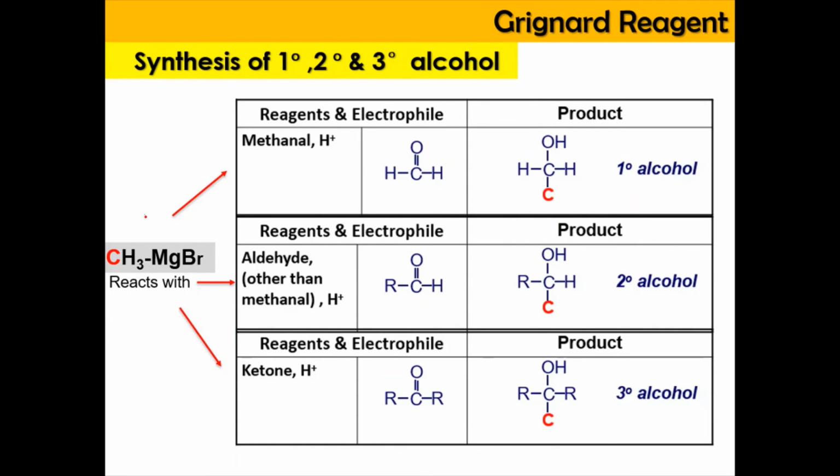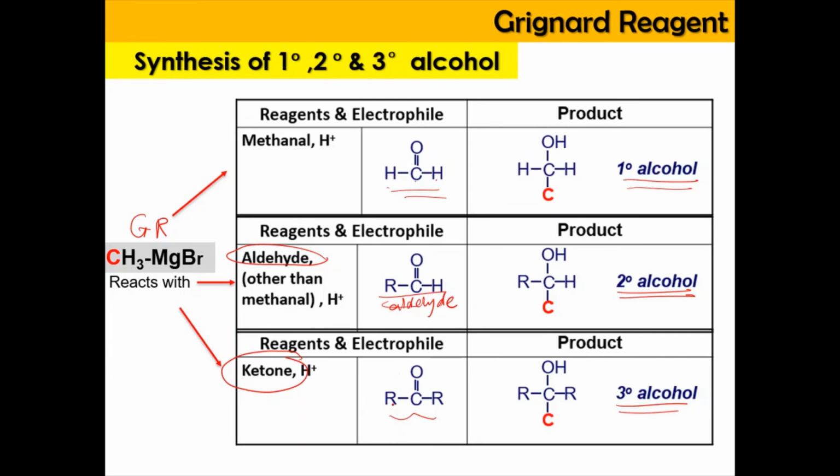So a Grignard reagent can react with methanal in order to produce a primary alcohol. The Grignard reagent can also react with an aldehyde in order to produce a secondary alcohol. And the Grignard reagent can react with a ketone with hydrolysis in order to produce a tertiary alcohol. If it is reacting with methanal, where C double bond H and H, it's going to produce a primary alcohol.